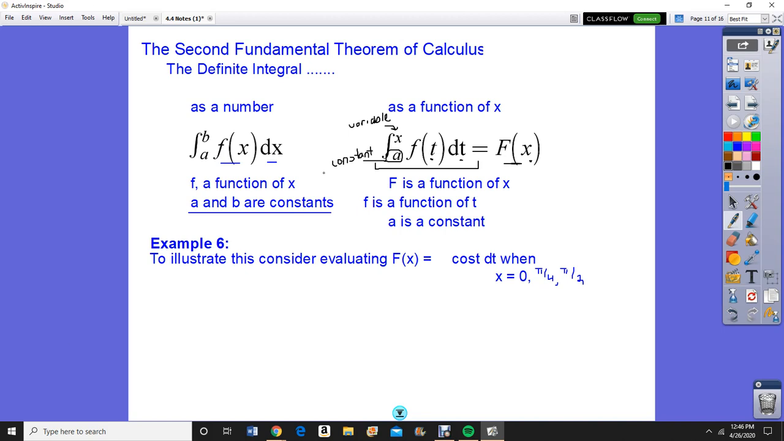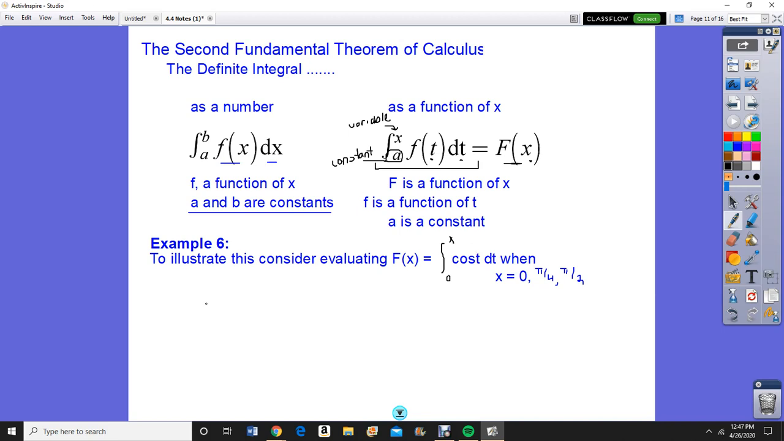So to illustrate this, we're going to look at this definite integral, evaluating the function capital F of x. So we're going to go from 0 to this variable x of cosine t dt, and then we're going to evaluate this function at these three different x values. So you can appreciate, instead of looking at this as three separate problems, we're going to leave this variable intact.